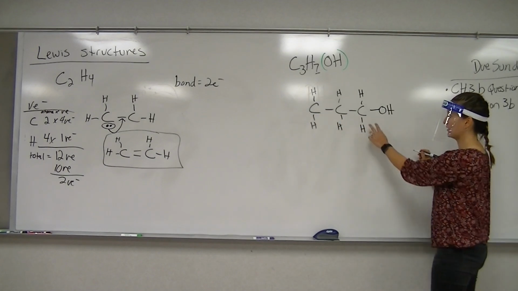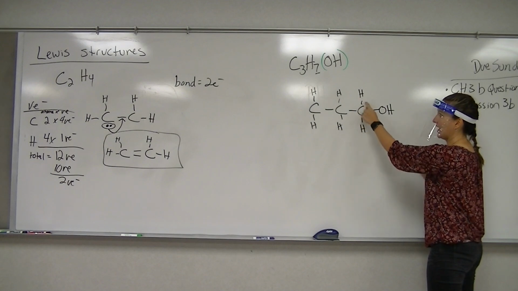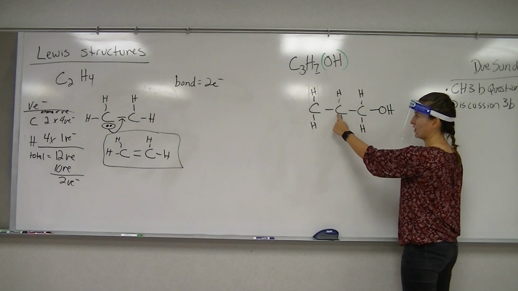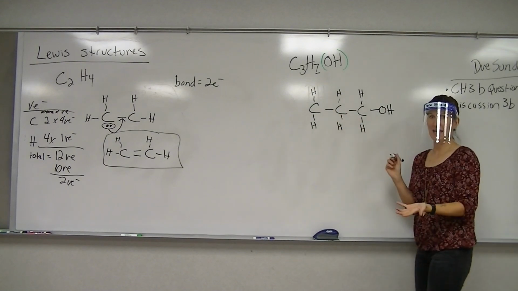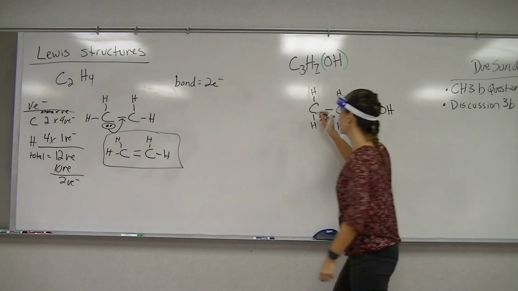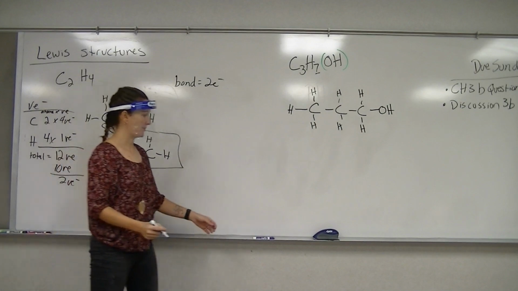So how do you know that? Look at this carbon. How many electrons does it have around it? 8. So I can't possibly put any more on him. This carbon, 8. He can't have more than that. This carbon has 6. So it makes sense that I could add the last hydrogen here to make him happy.